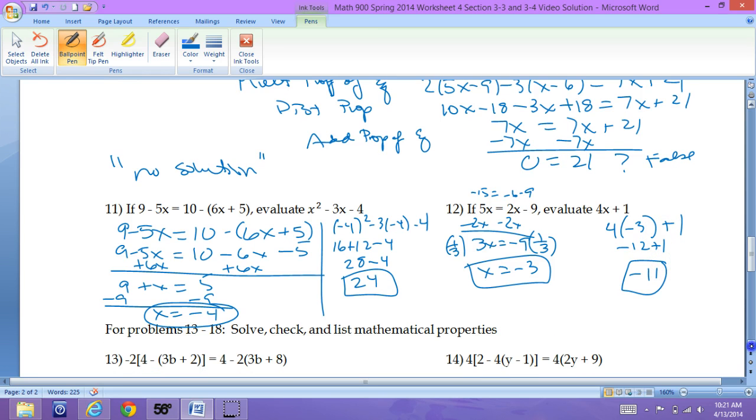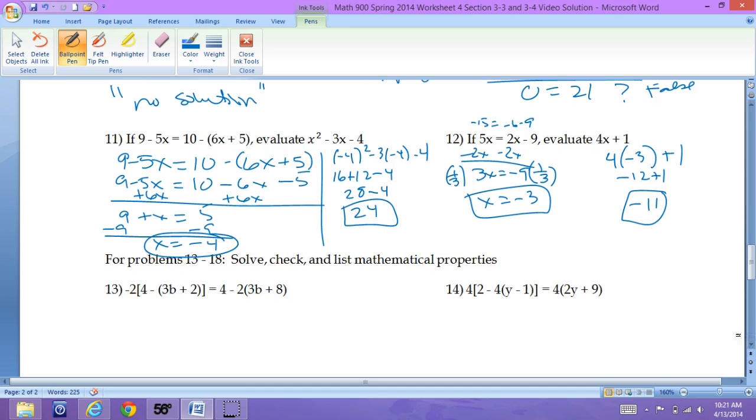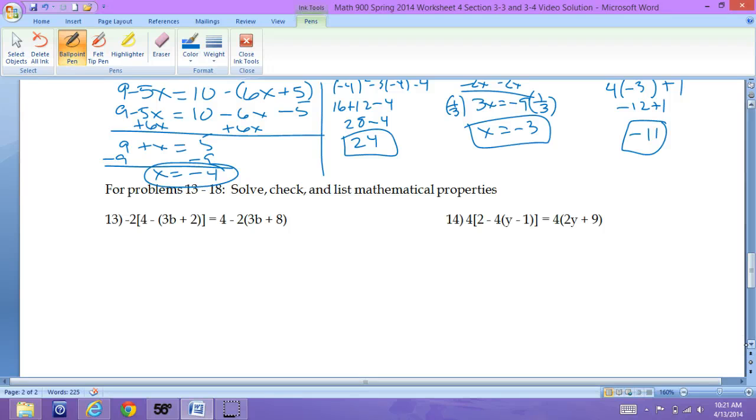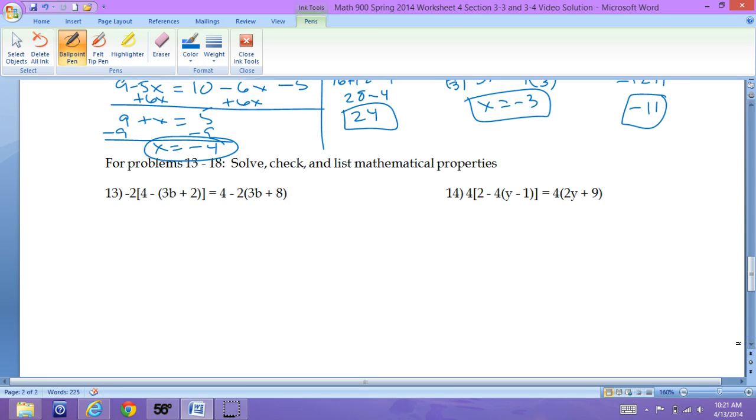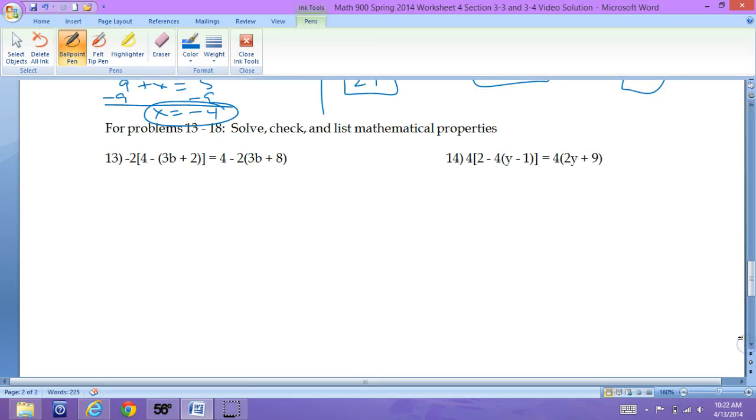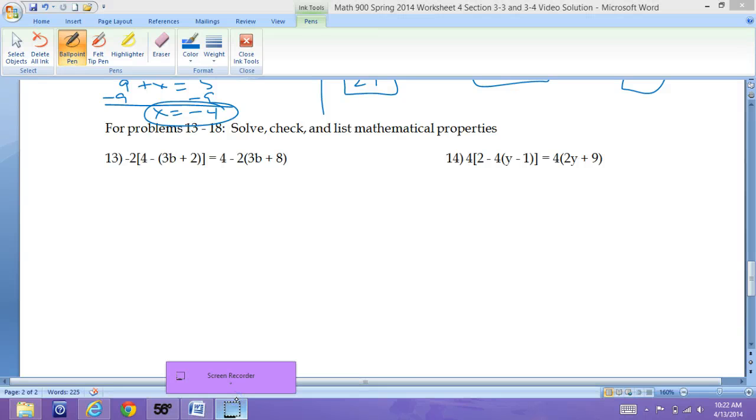So now we're going to keep going with these problems. We've got 13 through 18: solve, check, and list mathematical properties. I'm not sure if the worksheet that had the boo-boos on it actually said that. I think it only said for problem 13 to do that. So I was lenient in the grading of the worksheet. So we're going to go ahead and pause a minute.